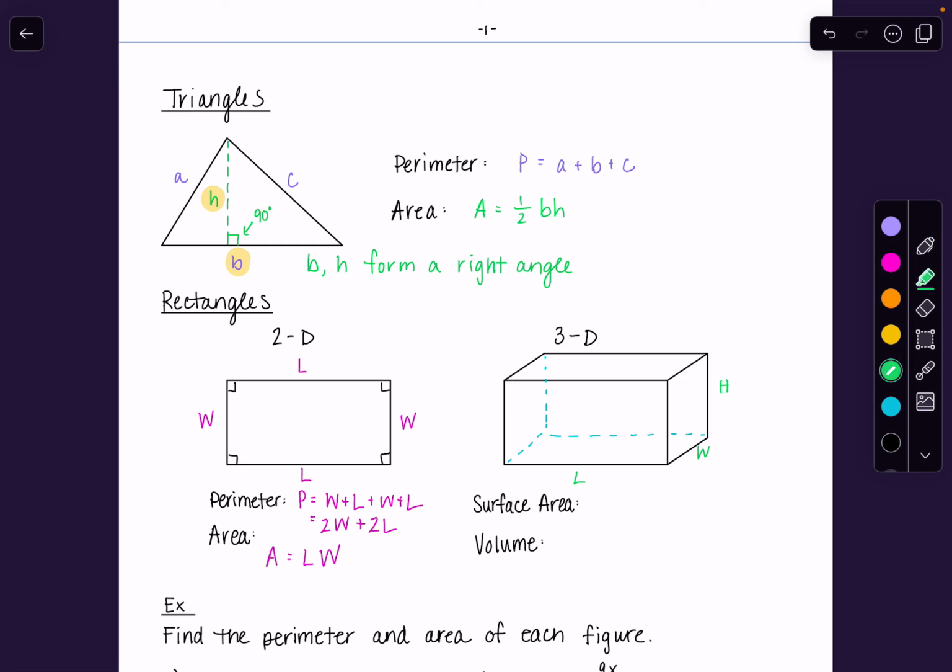So if you think about this, the area of the base is length times width. And then I'm just going to extend this idea to get my volume. I'm going to multiply it by H. So it's the area of the base times the height of that figure. So our volume, V, is LWH. Just multiply those three side lengths together.